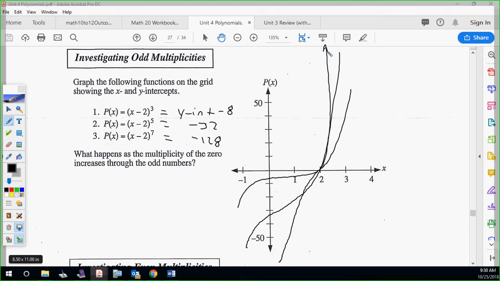So you can see as the multiplicity gets higher, it gets steeper, and the y-intercept's one reason, but also it's getting steeper in the sense of the number of times it happens. Okay, and it says, what happens if the multiplicity of the 0 increases through the odd numbers? The graphs still have the inflection, so it's harder to see as it gets steeper, but they still all switch, like we talked about yesterday, from concave down to concave up. So these are all still points of inflection.